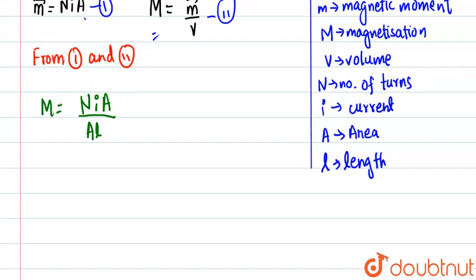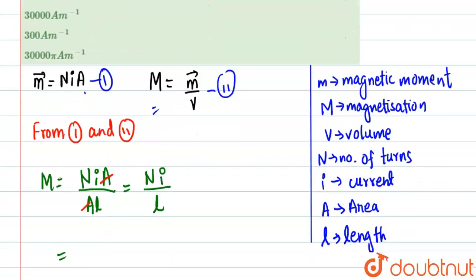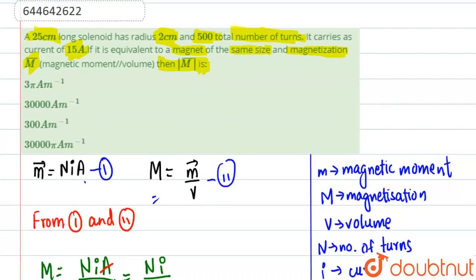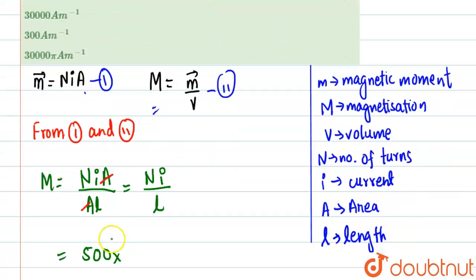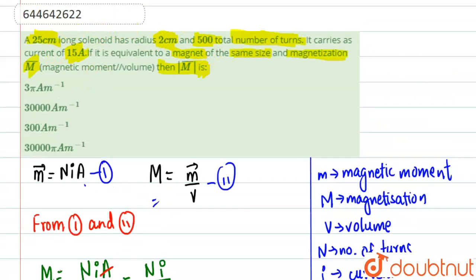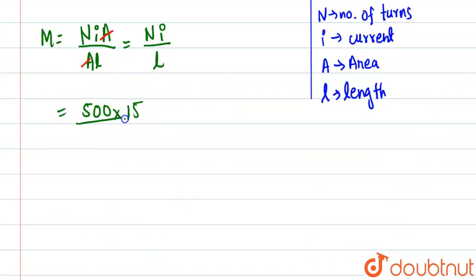Simply we will cancel area and area, so area is not required. We will be left with N into I by L. So we'll put the values. N is the number of turns, which is 500. 500 into the current passing through it, which is 15 amps, divided by L, the length of the solenoid, 25 centimeters. So we need to convert it into meters, so divided by 25 into 10 to the power minus 2.